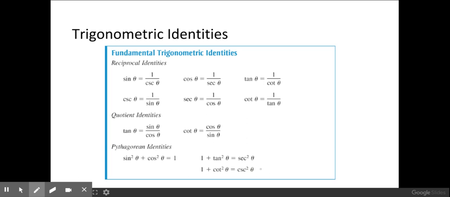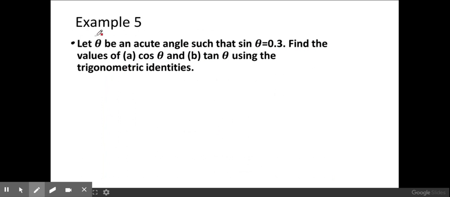We're going to use them to find other trig functions given, let's say, just one trig function. So the way in which we do that, we're going to try that out in this example. So let theta be an acute angle such that sine of theta equals 0.3. So here they don't give us a triangle, they just tell us that sine theta equals this value, 0.3. Find the values of A cosine and B tangent using the trig identities.